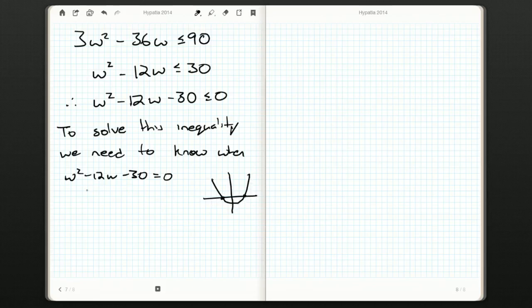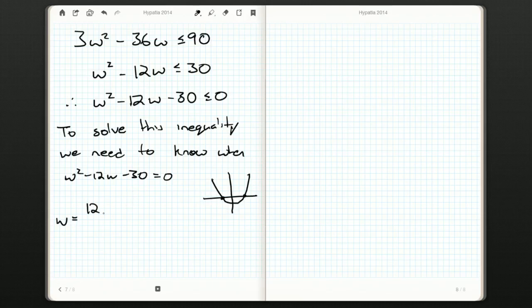Let's see here. Two numbers that add to negative 12 and multiply to negative 30. 5 and negative 6, no. Negative 15 and 2, no. Let's just use the quadratic. Do I have the right equation? Yeah, so let's just use the quadratic formula.